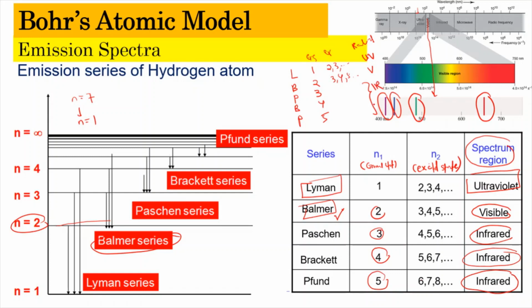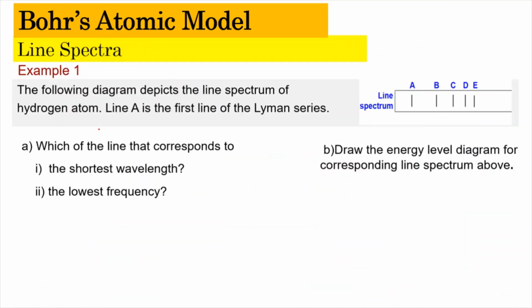To understand more about this, let us look into the question. So for example 1, the following diagram depicts the line spectrum of the hydrogen atom. Okay, and the line A here refers to the first line in the Lyman series. So the Lyman series here is the keyword. So when we are talking about the Lyman series, we know that the ground state is n equal to 1. Okay, and for question A, it's stated here: which of the following lines corresponds to the shortest wavelength?